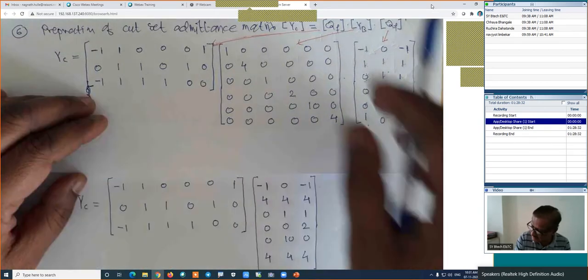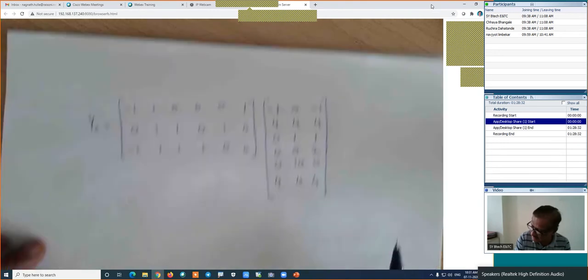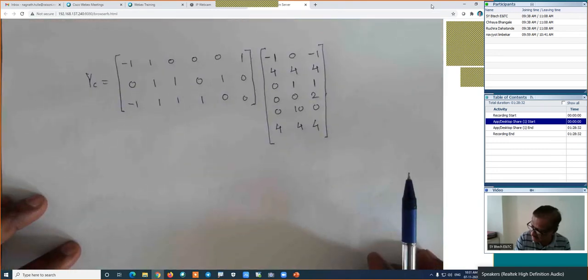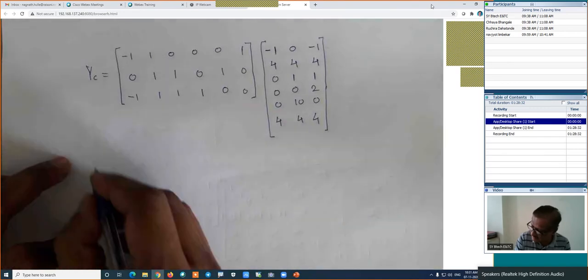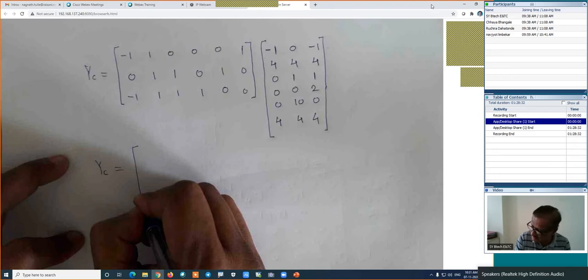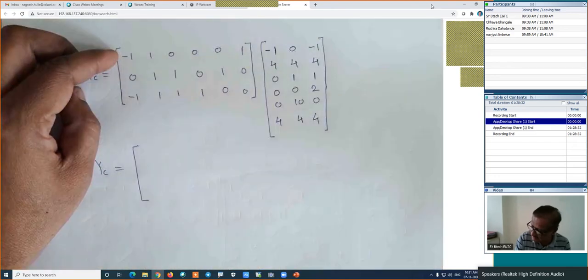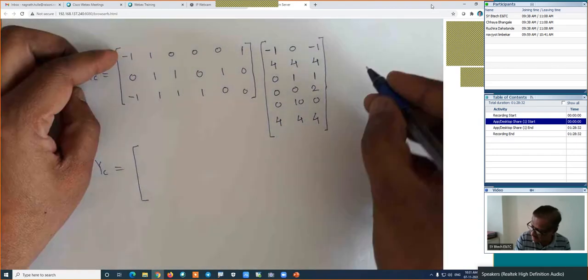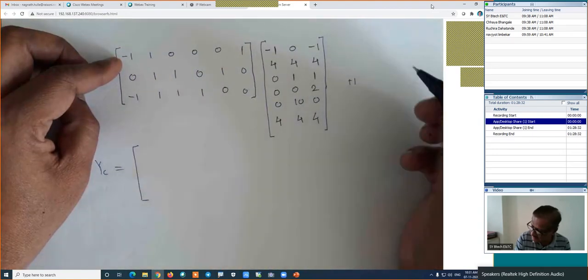And if we have this matrix, we can find out the multiplication of these two matrices, and we can find out the final YC, which is nothing but the constraint admittance matrix. Now here, multiplication of this row and this column, I will write somewhere here. This minus 1 into minus 1 is plus 1.